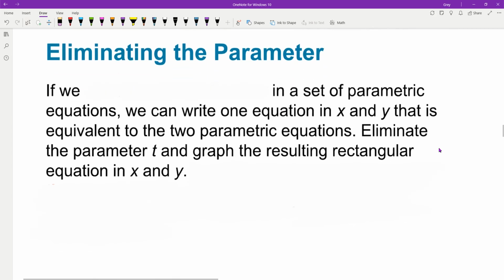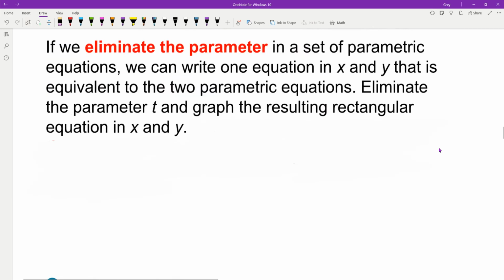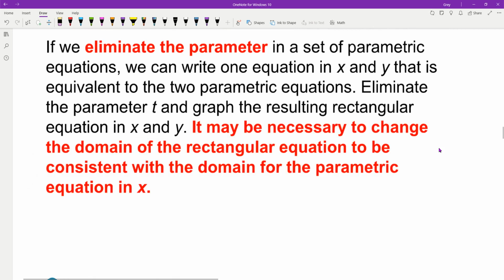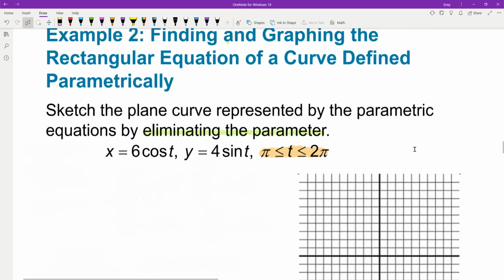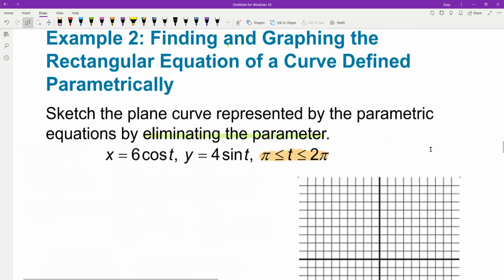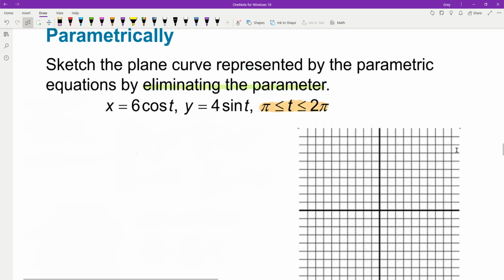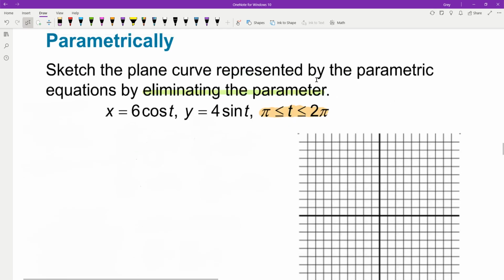And when we do that, you have to pay attention to the domain and see if there's any kind of restriction in the domain of your parametric equations. So look at this, our second one, finding and graphing a rectangular equation. And the directions say sketch the plane curve represented by the parametric equations by eliminating the parameter.